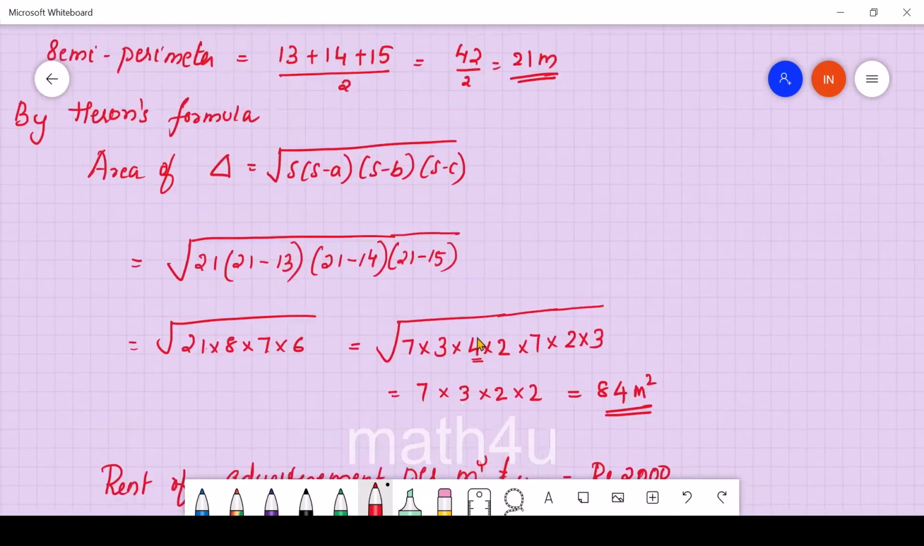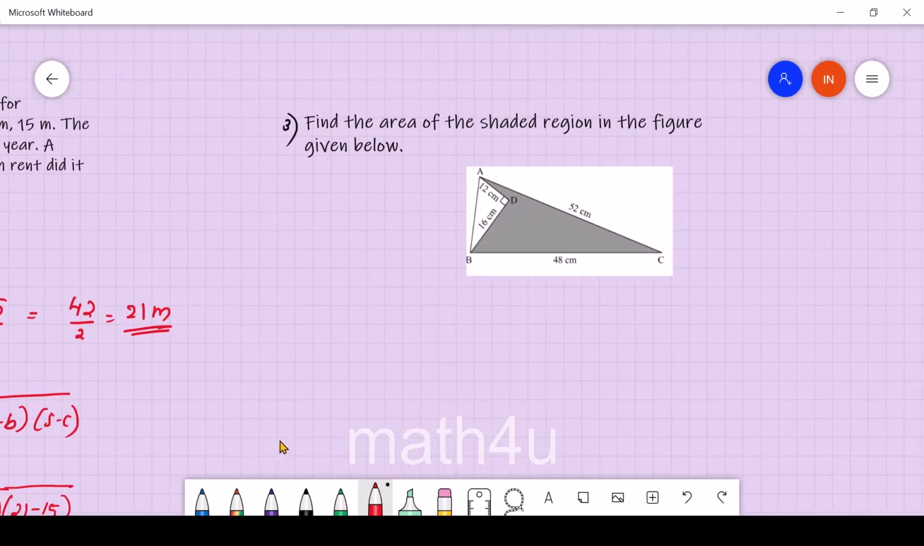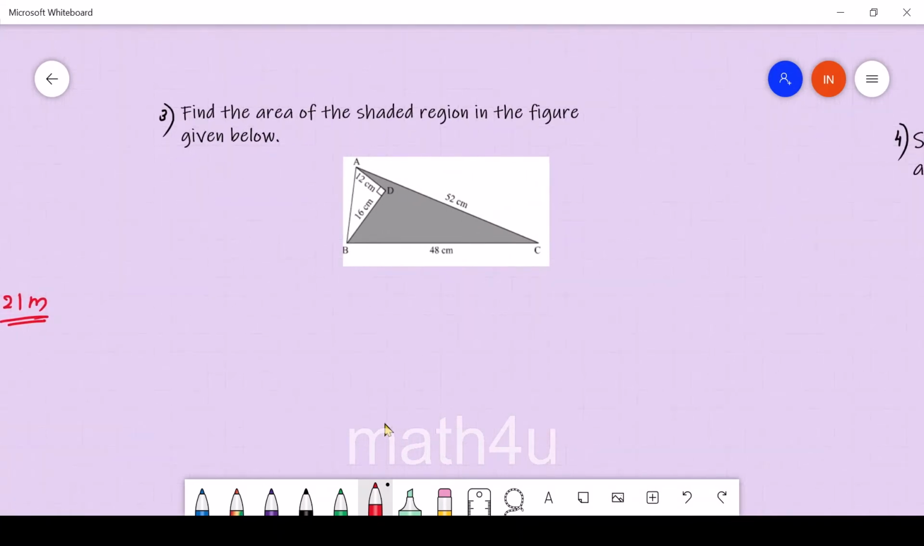So you understood how we can solve this problem, right? So let's move on to the next one. This is find the area of the shaded region in the figure. You can see here some area is shaded. And you can see that this triangle ABD is a right angled triangle. Okay. So in triangle ABD, that is right angled at D. Okay. So I'm going to apply Pythagoras theorem over here.